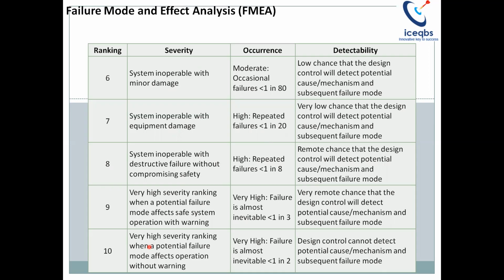Again, for occurrence, very high means failure is almost inevitable. Maybe once in a day or once in every 2 days. If there is going to be an internet connectivity issue, then I have to give a rating of 10. Same way for detectability: design control cannot detect the potential cause and subsequent failure mode. That means whatever mechanism I have, I'm not getting any warning. I will not be able to prevent it, or I'm not getting any prior information, so the failure happens suddenly. Then I give a rating of 10 for the detection.